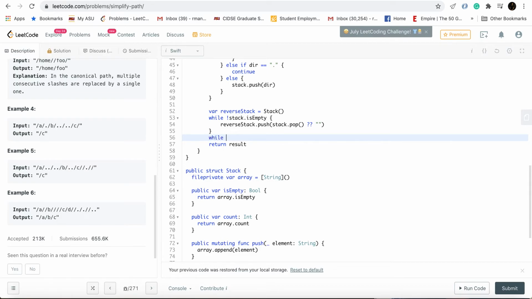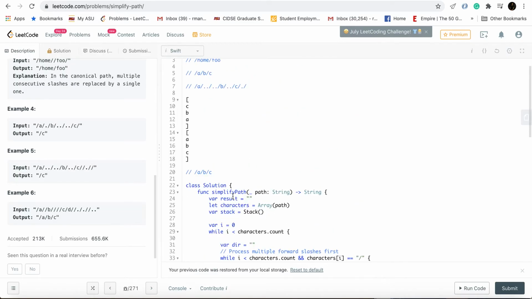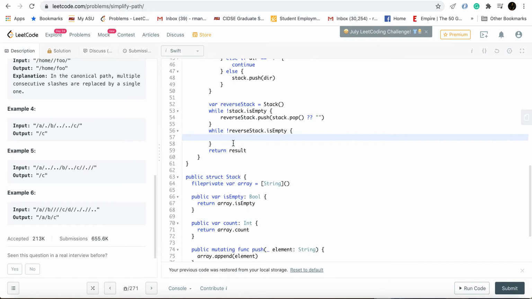And then we start constructing the final string from the reverse stack. So while reverse stack is not empty, we have already declared a result variable here, so we'll just use that. And what we'll do is we'll append a forward slash to all the directory names at this point. Okay, I'll explain how that goes.